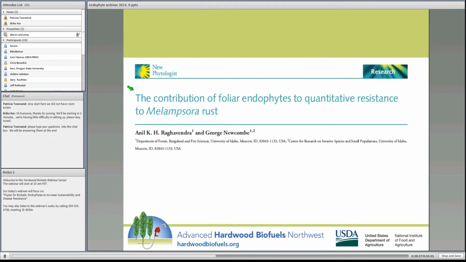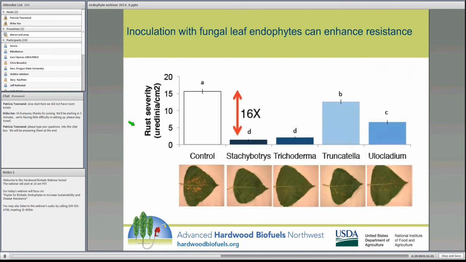So the first study that's really addressed this question of the potential of endophytes to be used as defense inoculants in plantations is a study by Anil Raghavendra and George Newcomb, published last year in New Phytologist. Specifically, they looked at different fungal leaf endophytes of Populus and evaluated their effects on rust. What they did was take 4 different endophytes that were collected from a tree in the wild, and test them against rust by first inoculating plants with individual endophytes, and then subsequently inoculating those same plants with Melampsora rust. They compared rust that developed in those endophyte-treated plants to rust in control plants that didn't get an endophyte, but just got the rust.